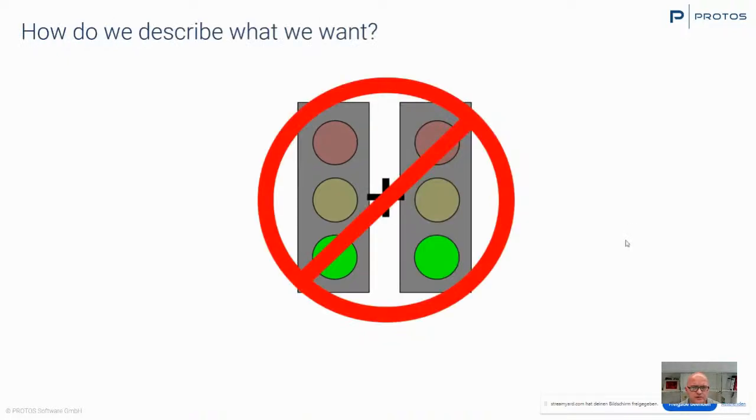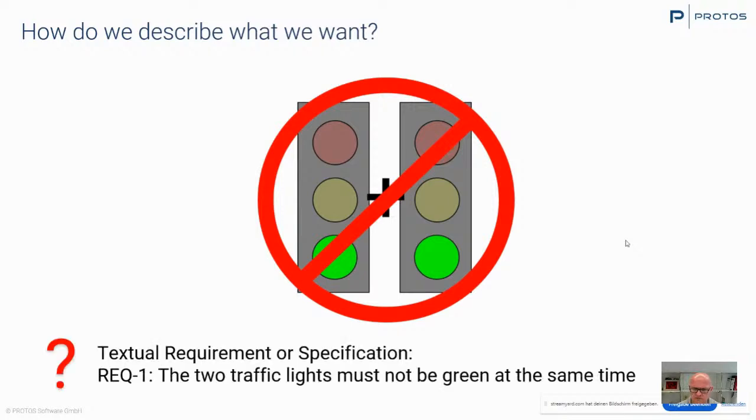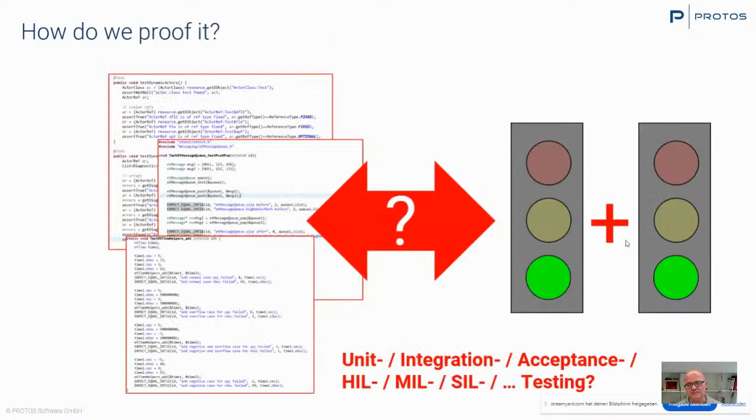That's the main question here. The first problem is, how can we describe what we want? Usually it's a textual requirement: the two traffic lights must not be green at the same time. Okay, that's the requirement. The next step is, how can we prove that in a very complex software system, or in general in a very complex system, we hold this requirement?